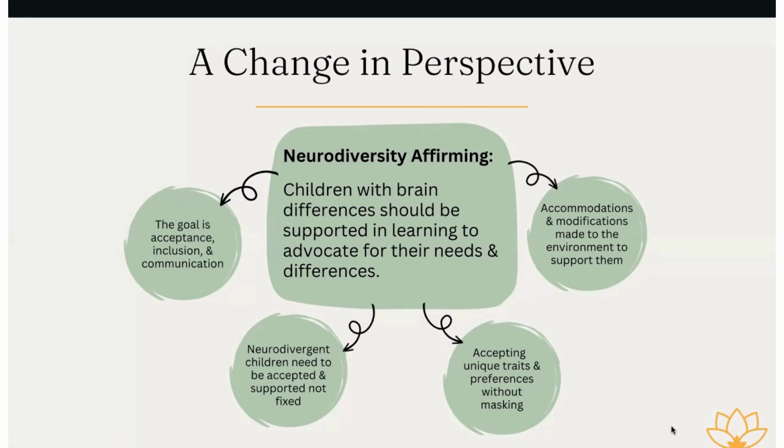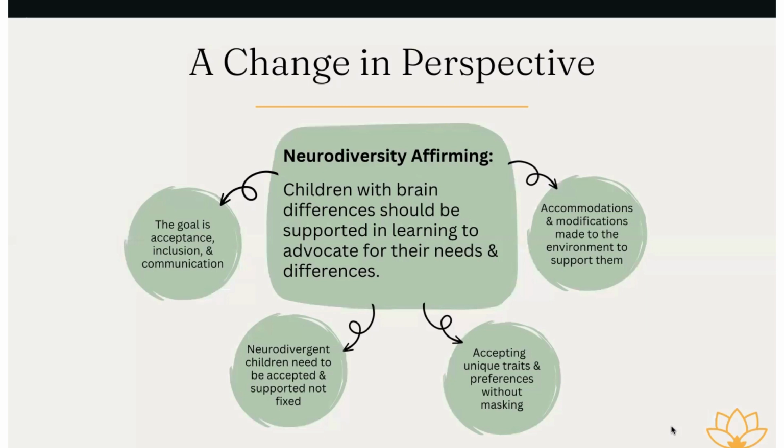Neurodivergent children need to be accepted and supported, not fixed. So again, we're not looking to fix those unique traits in a child. We're looking to support them in how they can express themselves, communicate their wants and needs, and communicate to others what their preferences are in learning, acting, and behaving. The goal is acceptance, inclusion, and communication.